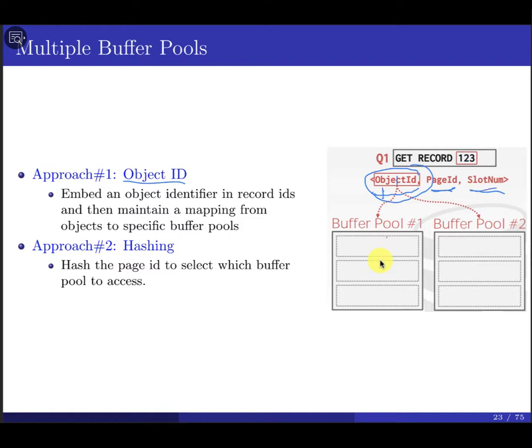So every time this record is fetched from the main memory or from the disk, it is always assigned to the same buffer pool, based on the value of the object ID. So it's going to be fixed. Once you reorganize the data, maybe this can be changed. But since data can be fetched back and forth, every single record is stored based on the object ID.